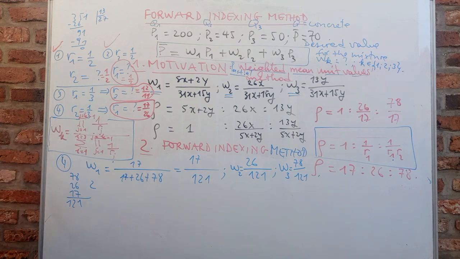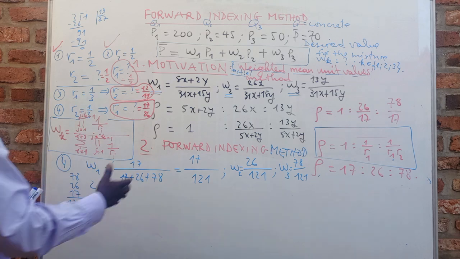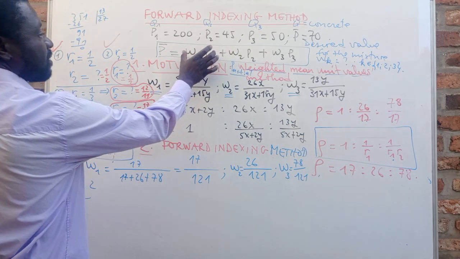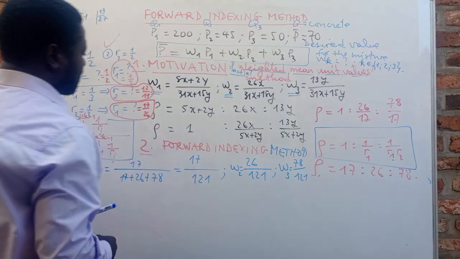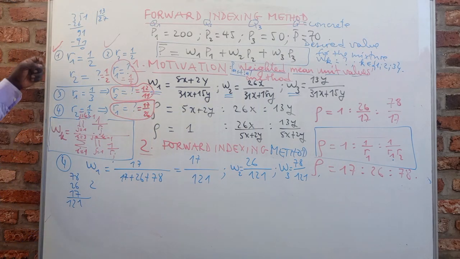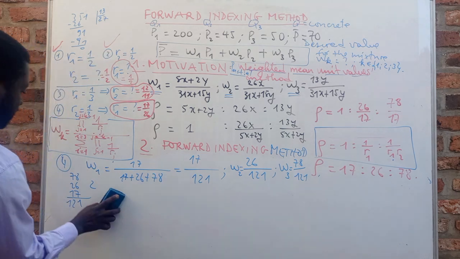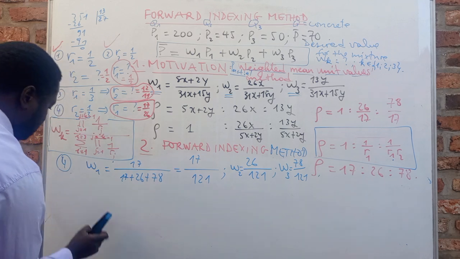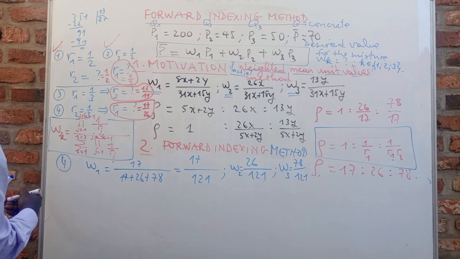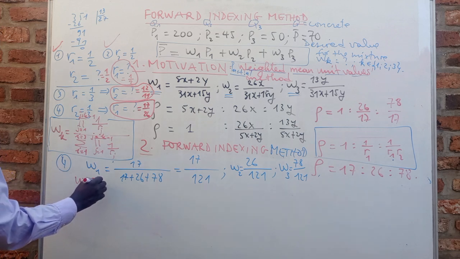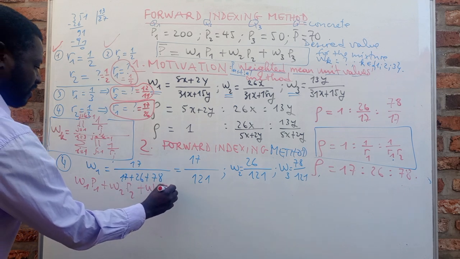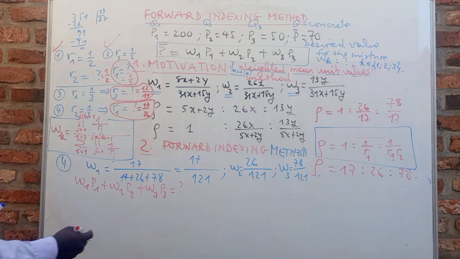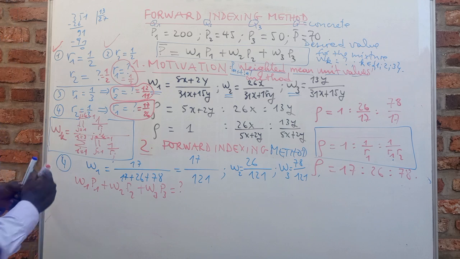Okay, now we can verify if this is correct. It means this combination, the sum of it, must be equal to the mean value, which is 70. And this must be the same for each case we discussed, the first, the second, third, and the last. Let us do it for the last one, verification. So we want to calculate omega 1 P1, omega 2 P2, omega 3 P3, and find its value and verify it is equal to the mean value of the mixture.